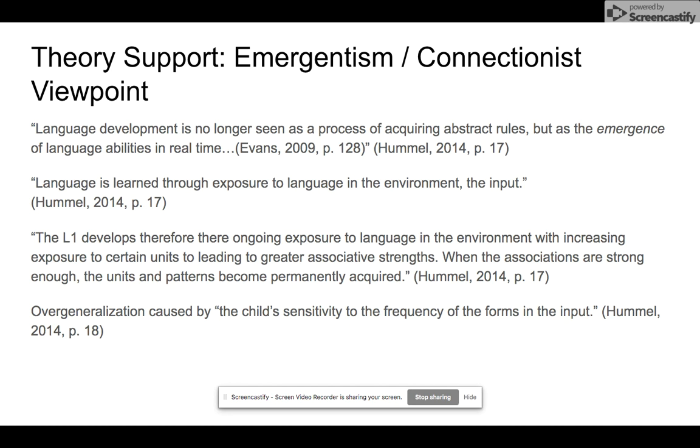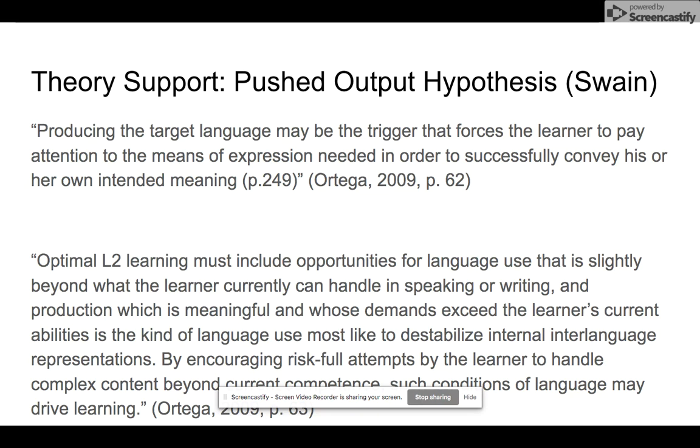However, what I will say here is that the irregular verb forms kind of show this, and the U-shaped learning that's affiliated with this theory is seen in a couple different instances, when she'll do it right at one point, but then later do it incorrectly and then go back. So what we're seeing here is the emergence of language abilities in real time that Hummel cited from Evans on page 17.